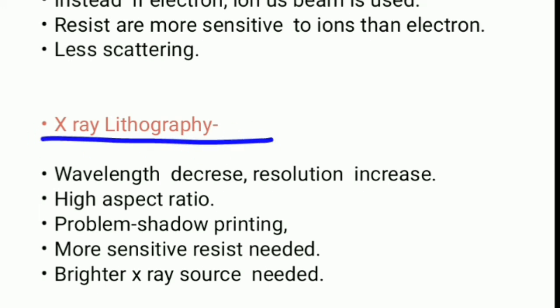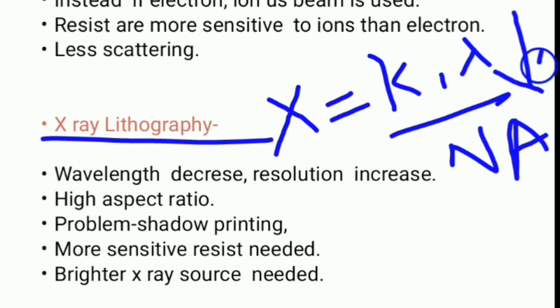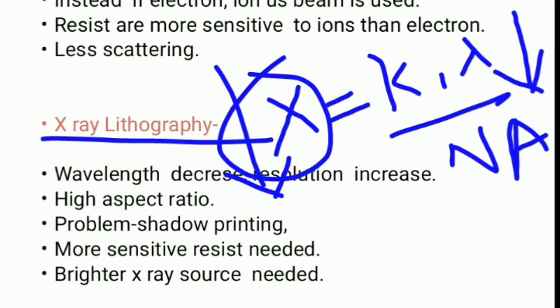Okay, the next type of lithography is X-ray lithography. So I have covered one particular point of resolution that X equals K1 lambda upon NA. So this is one type of projection printing. Here X is directly proportional to lambda. If I decrease the wavelength, I can decrease the X value. X is the minimum transferable length, so it will decide my resolution. If X is small, then resolution will be high. So in the X-ray beam, I have a very small wavelength. So it will decrease my X value and it will increase my resolution.